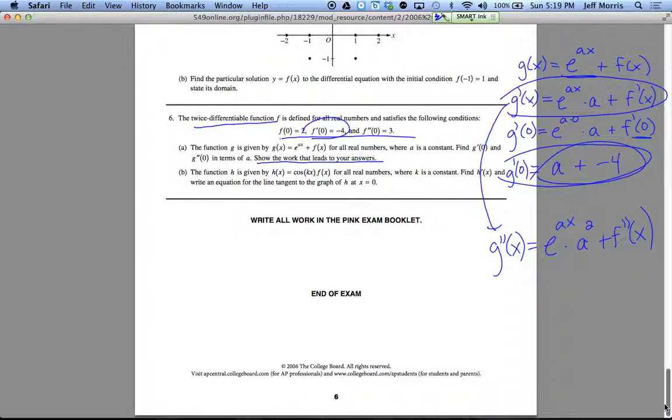How'd you get that a squared? Where did the a squared come from? Wasn't there already an a there? Yeah. So itself times the derivative of the exponent, so a times a is a squared.